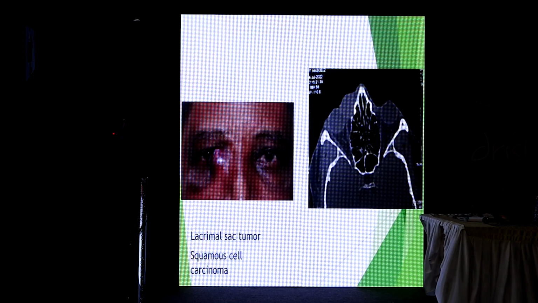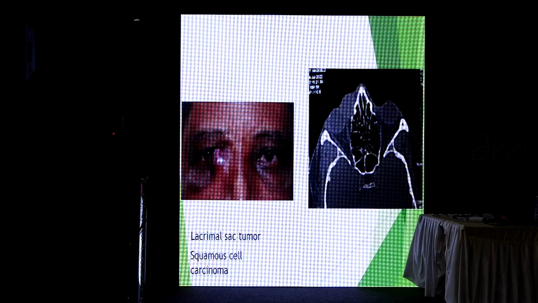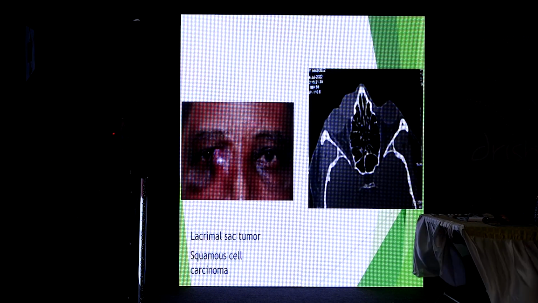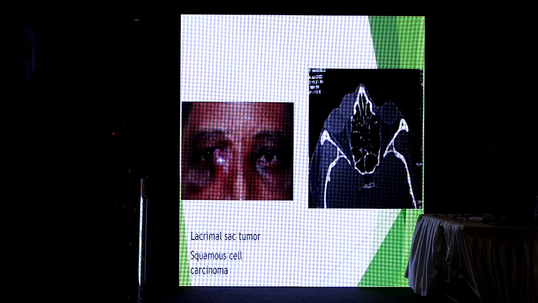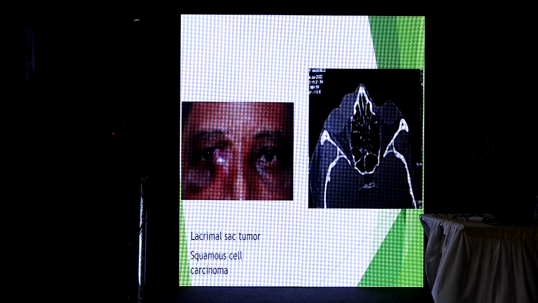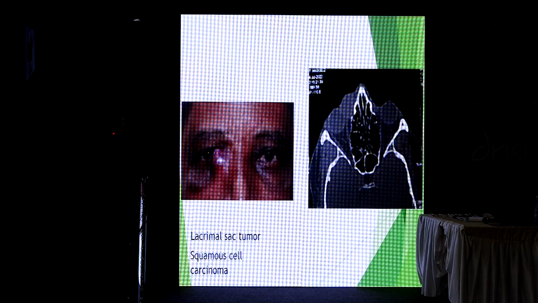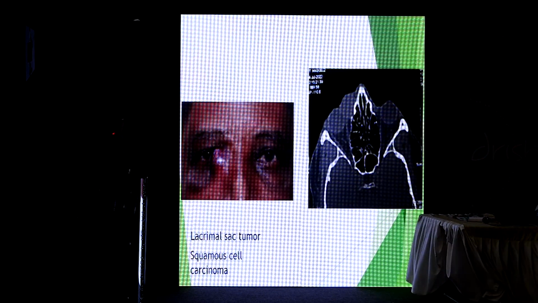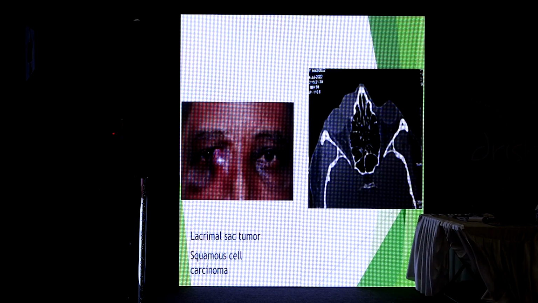This is another patient. He came to us with a medial canthal mass. Actually, he underwent dacryocystorhinostomy from elsewhere, thinking it is a chronic dacryocystitis. After that, it increased in size abruptly with a firm mass, and on CT scan we could see a big tumor sitting here, and it was a case of squamous cell carcinoma of the lacrimal sac.